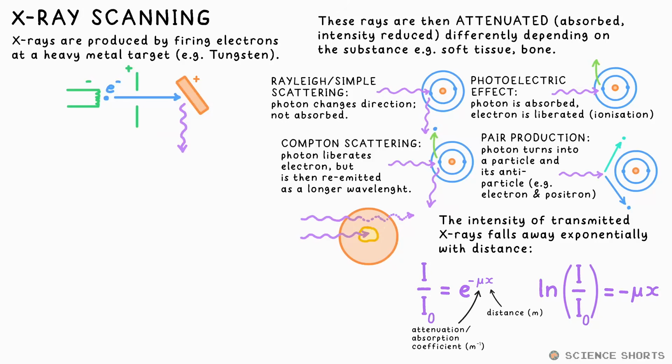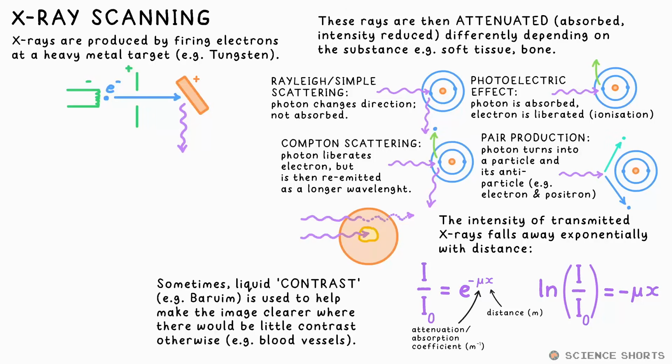Bone has a higher mu than soft tissue, which means that this ratio is less for it, so less is transmitted to the film, which is why bone shows up on the scan, and then there's that contrast between bone and soft tissue. But what if you want to scan a part of your body with no bone, say your bladder or digestive system? So for that, a liquid or medium with a high mu is injected or ingested. It might include barium or iodine. That provides the contrast needed. That's why we call it exactly that.